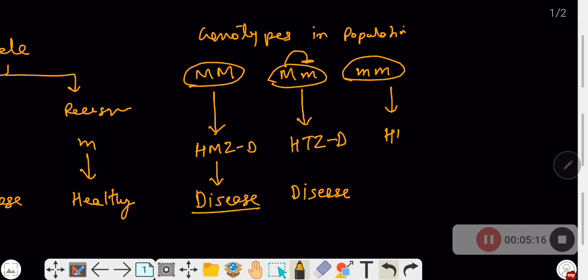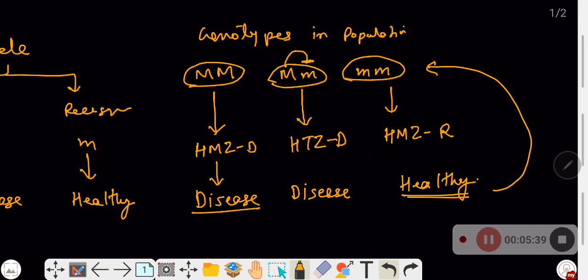Now if we look at the third genotype, it is homozygous, both the alleles are the same. Now it is allele small m, which produces the recessive phenotype, and we know that the recessive phenotype is the healthy phenotype. So what we know is that every person who has a healthy phenotype should have a homozygous recessive genotype. Now we will use this second piece of information in our question, the pedigree.